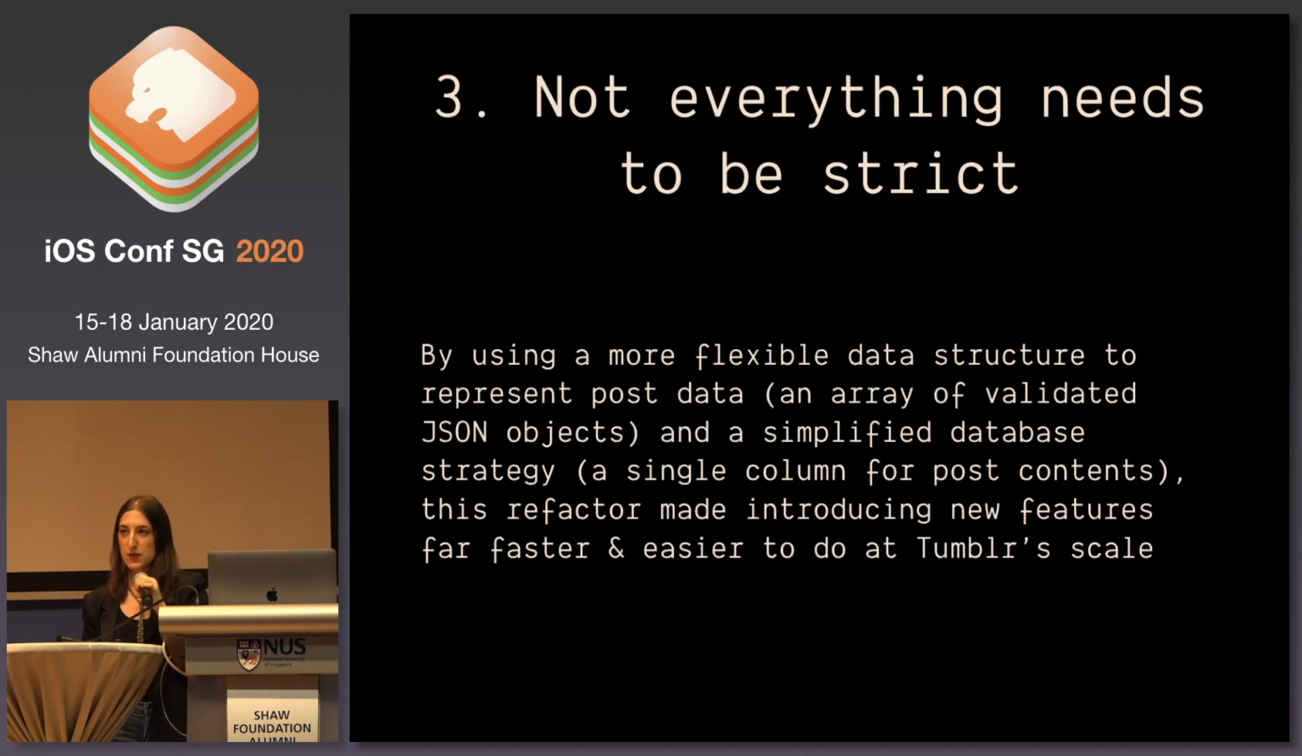Not everything needs to be strict. Being able to have a single column that has an array of stuff in it, validated JSON objects, is very extensible and means that Tumblr can now add new features without the need to change a very large amount of user data.